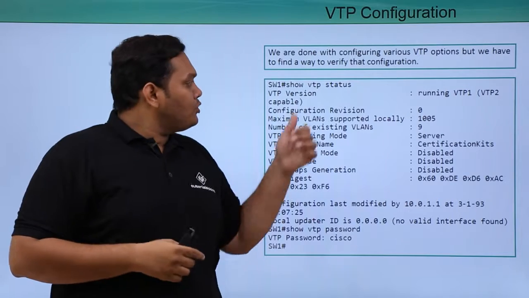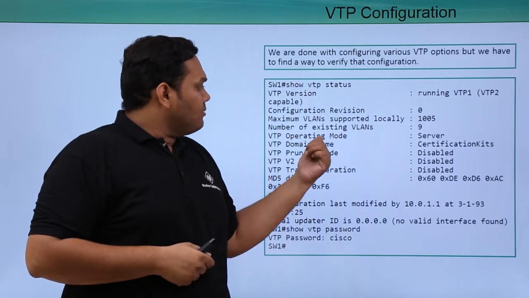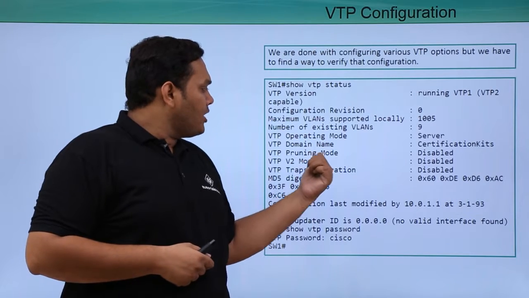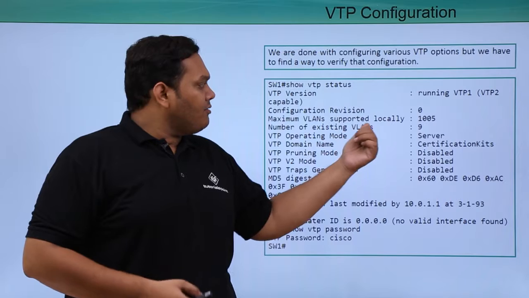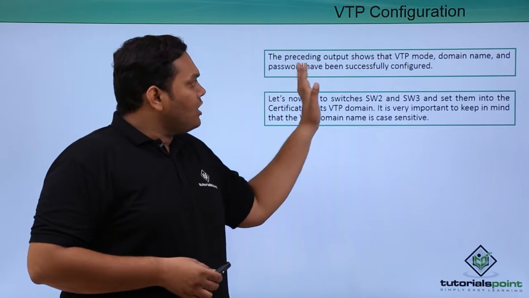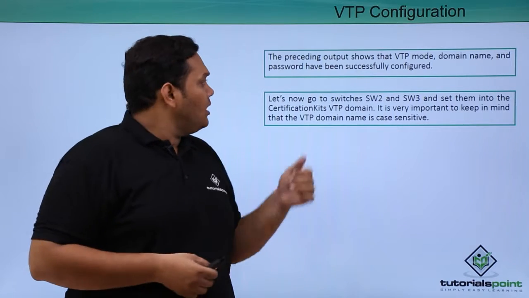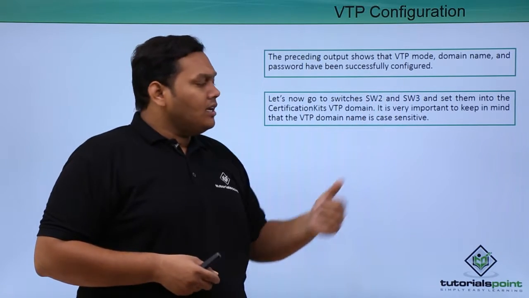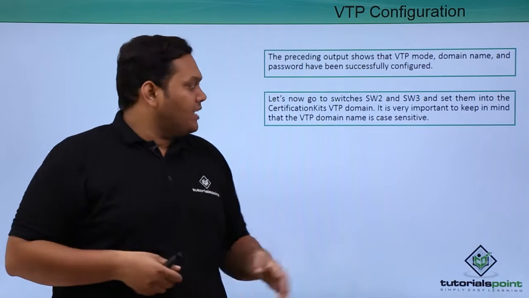When you type show VTP status, it gives the details of the operating mode, domain name, pruning mode and also the status of the VTP and how many VLANs it can support. When you proceed, the output shows the VTP mode, domain name and also that the password has been successfully configured. We have to configure the same thing on switch 2 and switch 3 here.